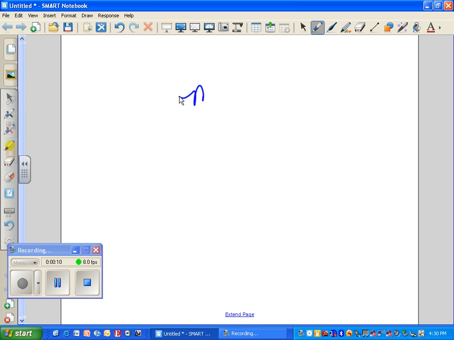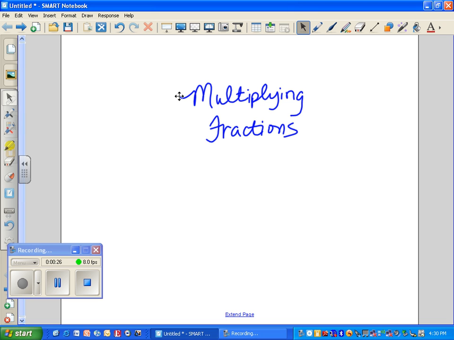First, I'm going to start out by showing you a model of multiplying fractions, because sometimes when we think of multiplication, we think something is going to get bigger. But I'm going to show you through this model why, if I'm multiplying fractions that are less than 1, I'm going to end up with a smaller fraction.